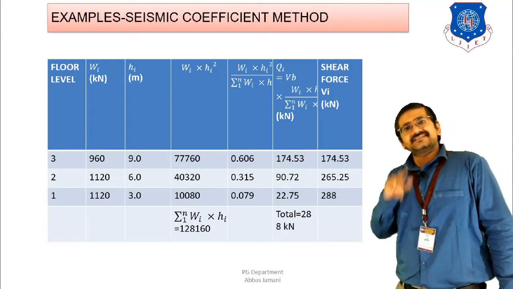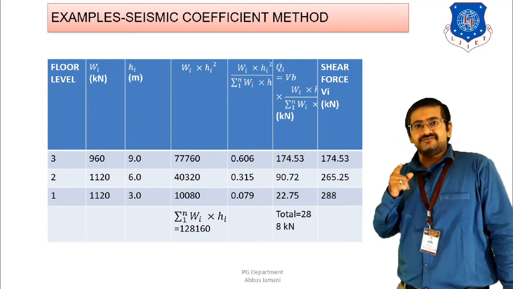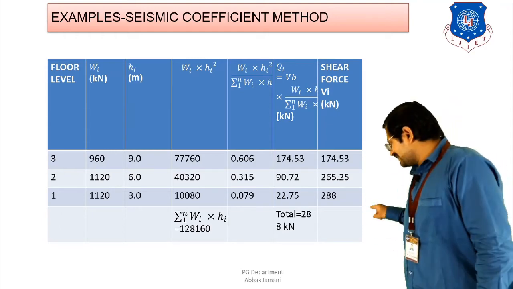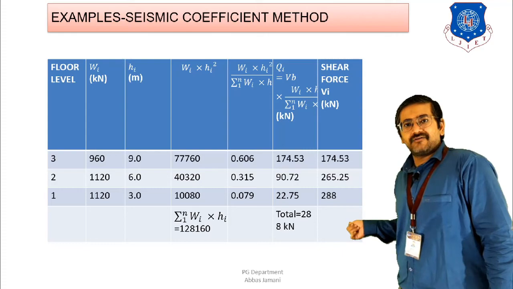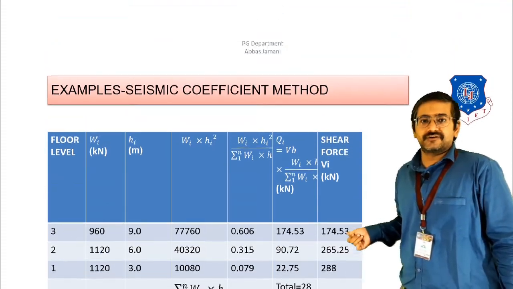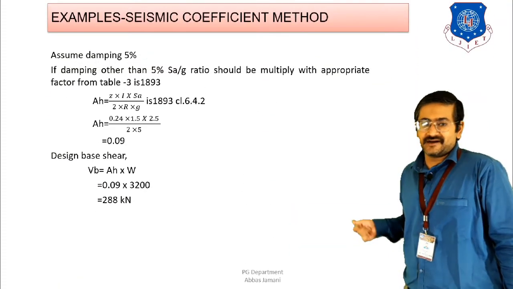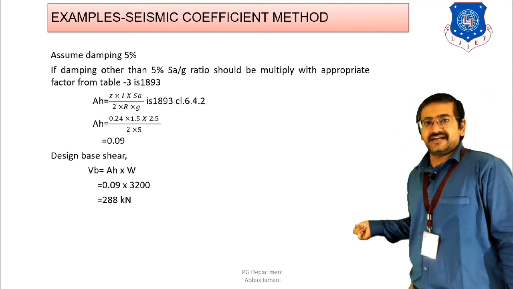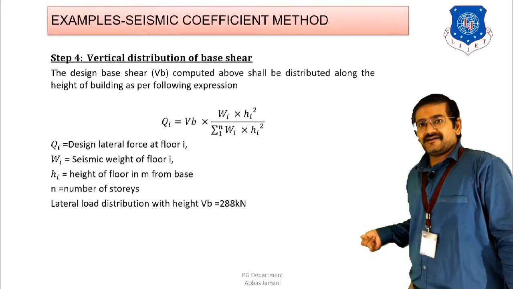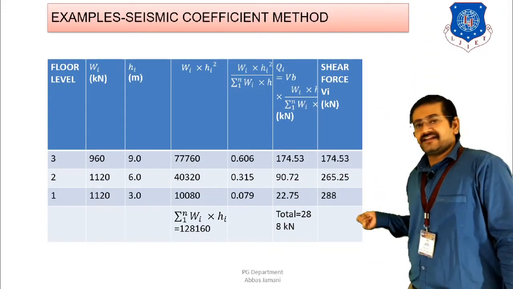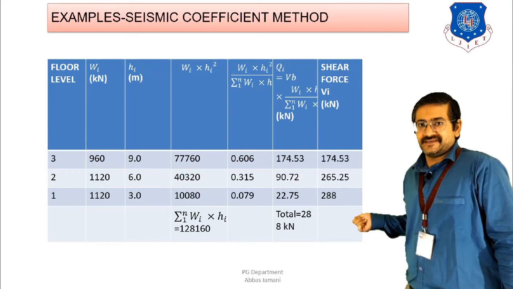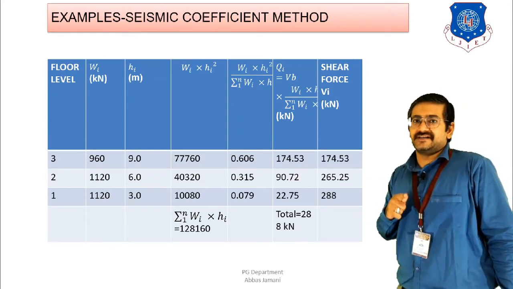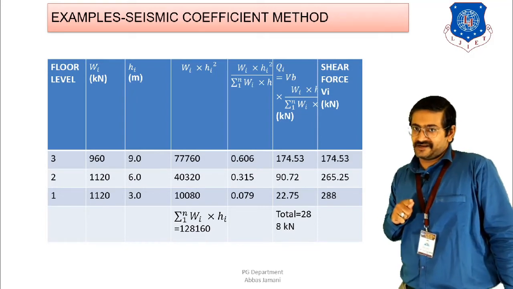Now again, just like in the previous example, there is one check to see whether your calculation is correct or not. Here the check is that the final value of Vi at the ground level should match the total base shear Vb that you calculated earlier, that is 288 kilonewton. If you look at the table, the final value you get as Vi at the ground floor level is 288. If these two match, then you can say that your calculation and the sum you have done is correct, right?